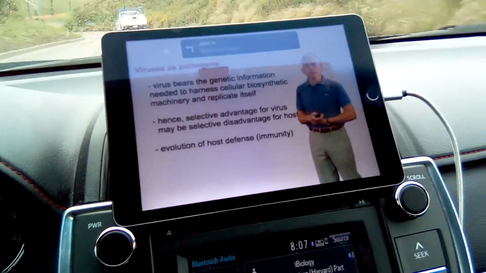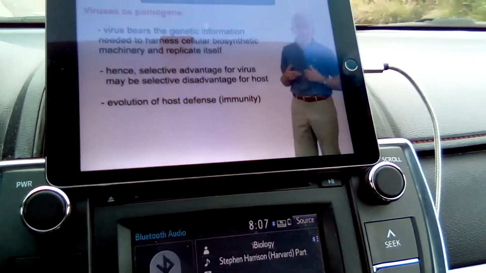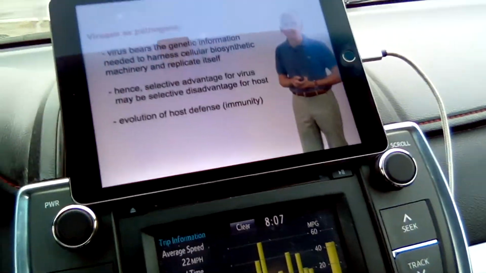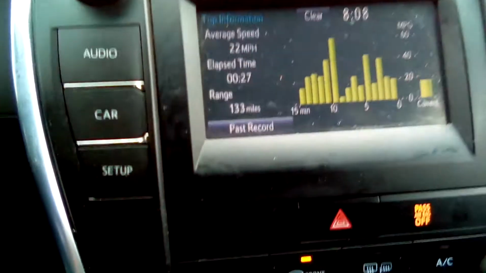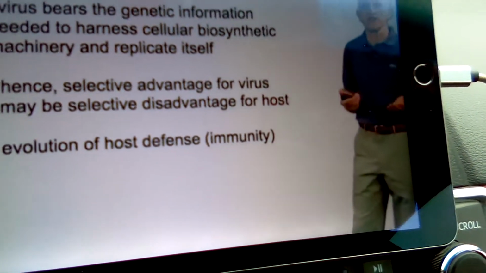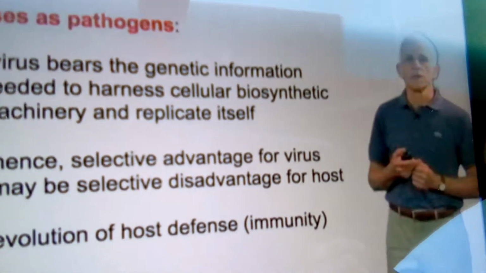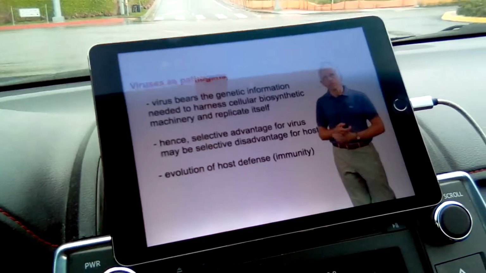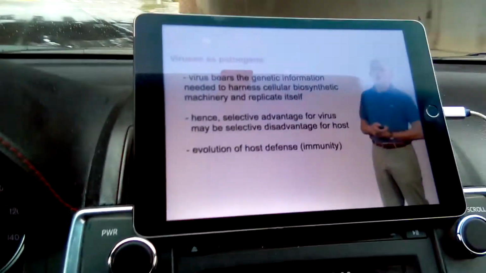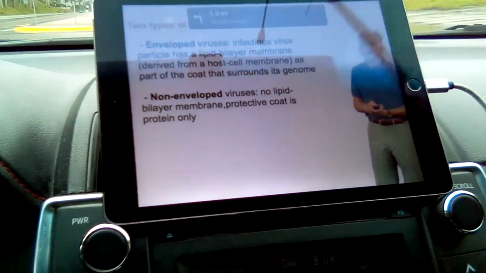Now, most people know viruses as pathogens because the virus bears the genetic information needed to usurp the cellular biosynthetic machinery and replicate itself. The selective advantage for evolution of the virus may be a selective disadvantage for the host. And as a result, hosts evolve defense mechanisms, the immune system in the case of humans and other higher vertebrates.